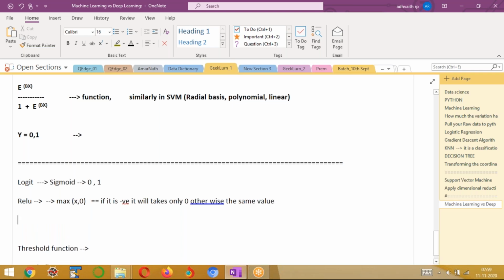Suppose my input is -10. If I am applying a ReLU function on -10, my answer should be 0. If my input is 10 and I apply a ReLU function, my answer should still be 10. Is it clear?